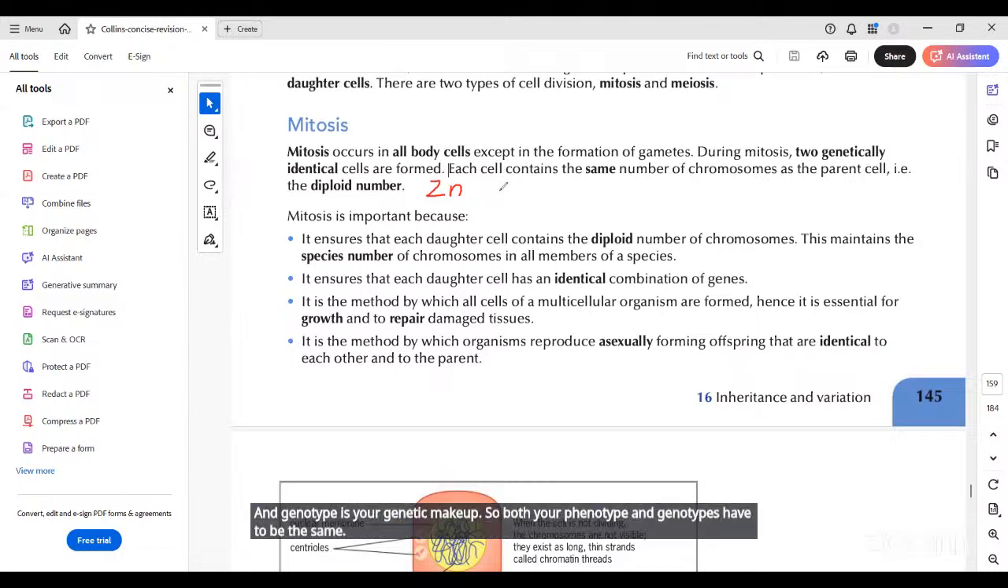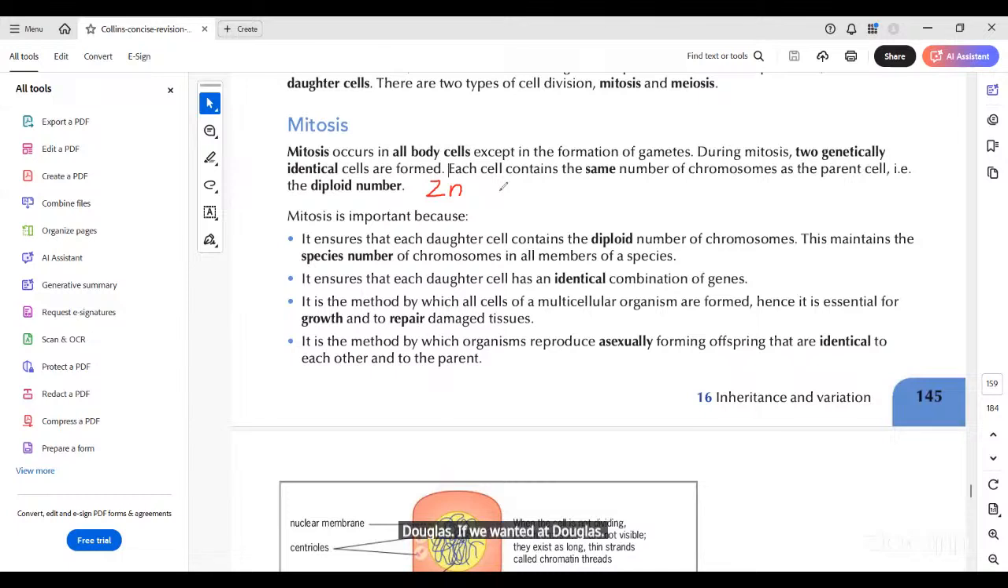Douglas, if we want another Douglas, exactly, we're going to use mitosis. If we're going to clone you, Douglas, we have to use mitosis because it's going to be exactly the same. How are we understanding so far? Yes, sir.